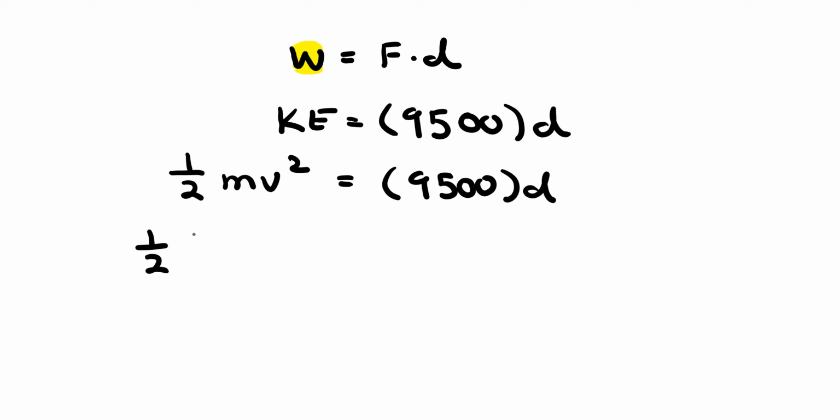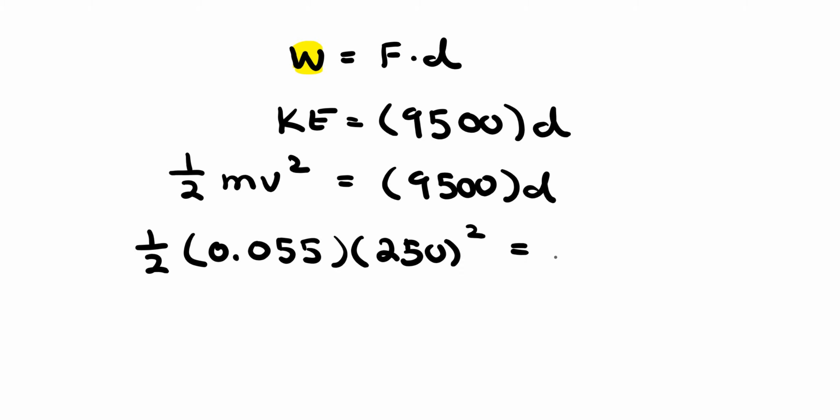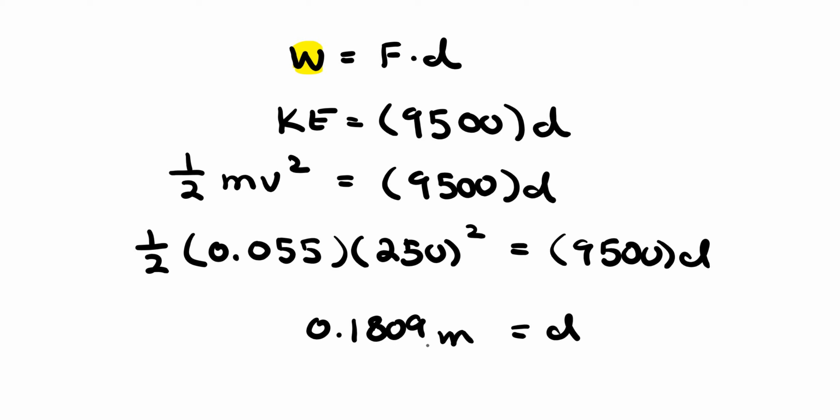So I know this will be 1/2. The mass right here of this bullet is 0.055, and the speed that we have is 250 all squared. And this will also give you the answer of 0.1809 meters. So you can also take a work approach to this particular problem. You just have to make the connection that kinetic energy is equal to the work done. If you know that principle, then you can also solve for the distance using a work done method.